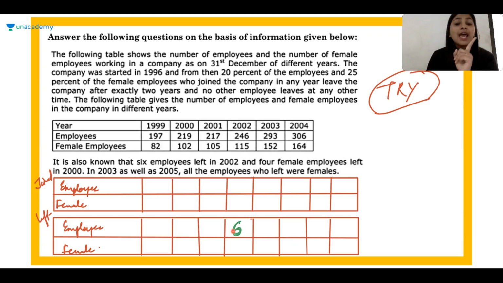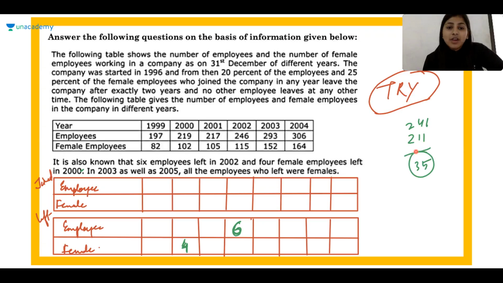That's the first information. And next information is 4 female employees left in 2000. Just wait till here. We have used the first clue. Now see, if 6 employees left in 2002, the number of employees in 2001 was how many? It was 217. So after 6 employees left in 2002, this number should have reduced by 6. It should have become 211. But instead, it became 246. Which means 35 employees would have also joined in 2002. So this is the logic you have to use to fill the entire table.